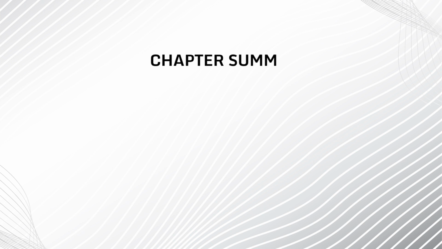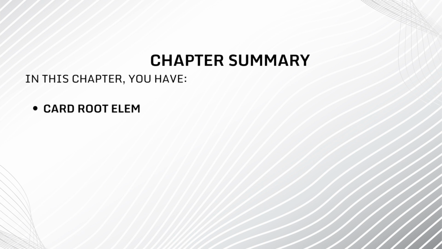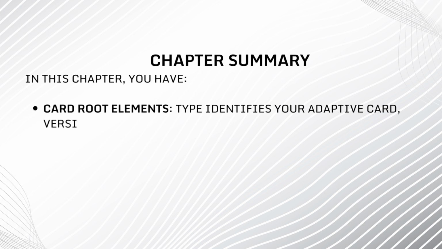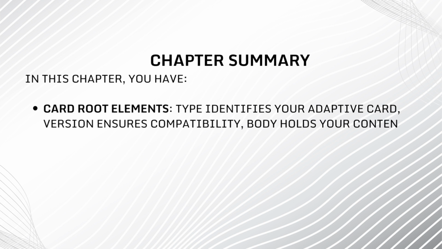Let's quickly summarize what we covered in this chapter. We explored card root elements, the type property that identifies your JSON as an adaptive card, the version for schema compatibility, the body that contains all visible content, and actions for interactive buttons.